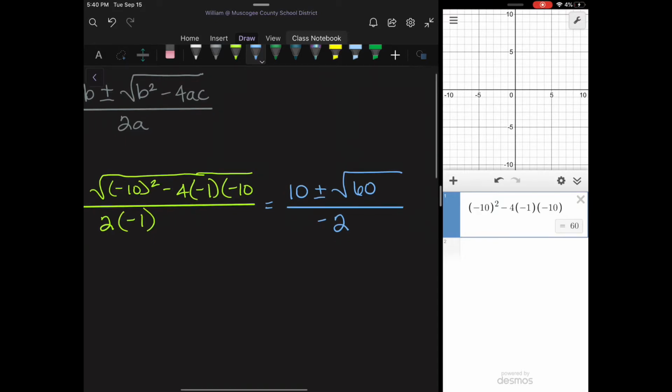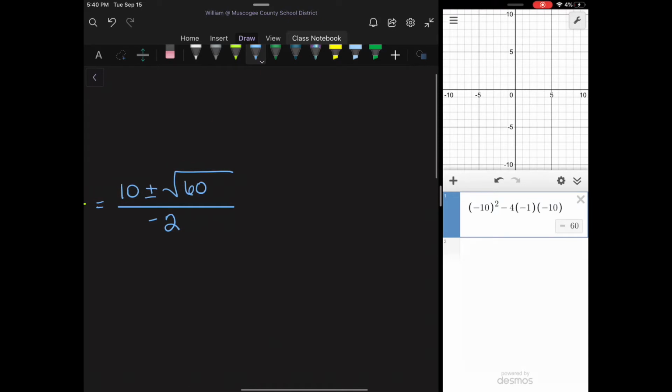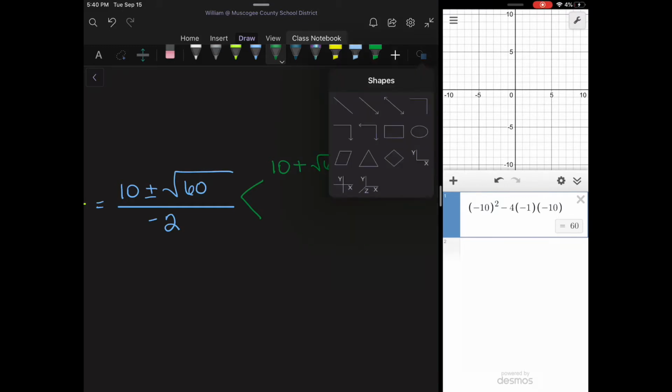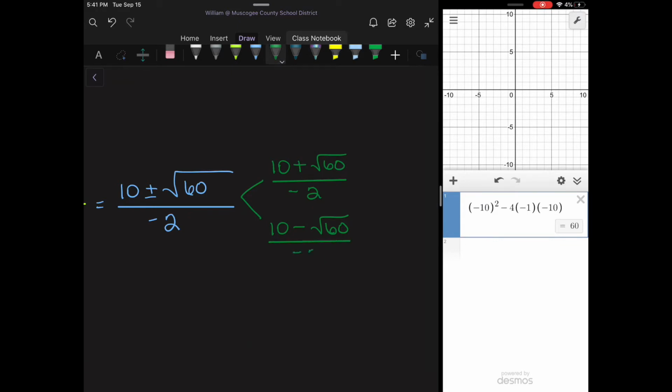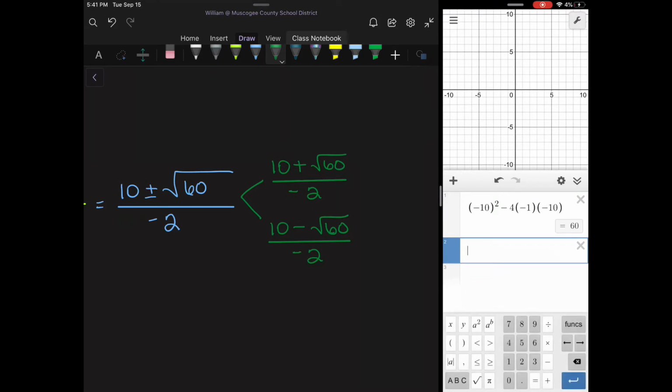Now, from here, you have two things that you can do depending on what the question says. If they want you to write it as a decimal, you'll do the following. I can split this up into two separate problems: 10 plus the square root of 60 all over negative 2, and then 10 minus the square root of 60 over negative 2. So I'm doing the two operations from the problem. When it says plus or minus, we add on one problem and subtract on the other. Let's see what we get.